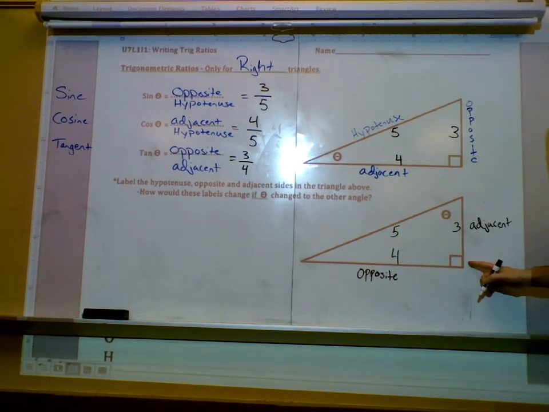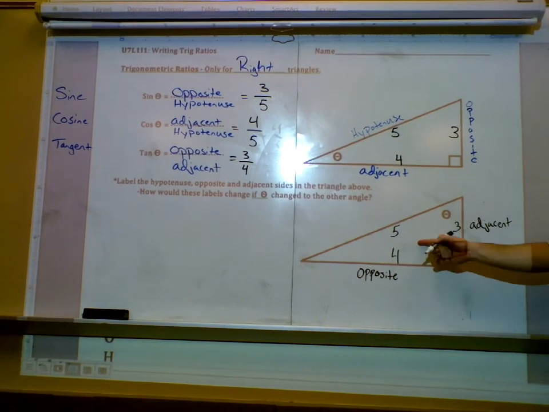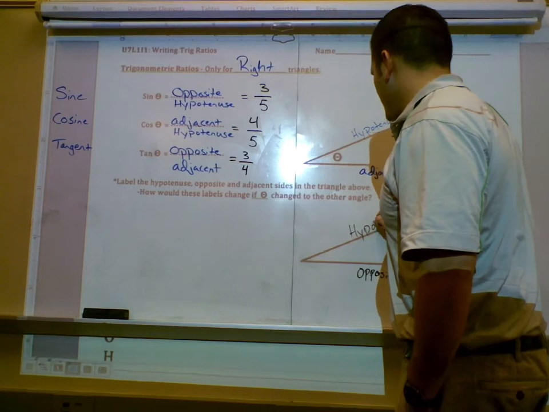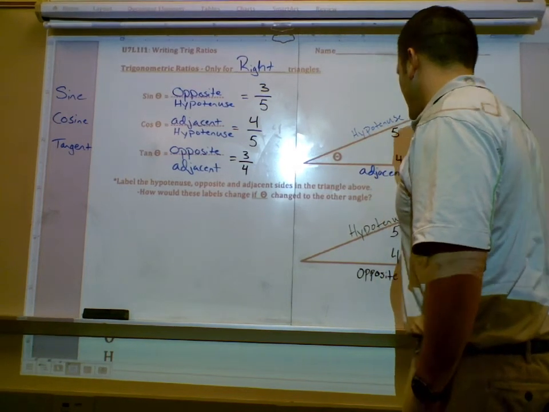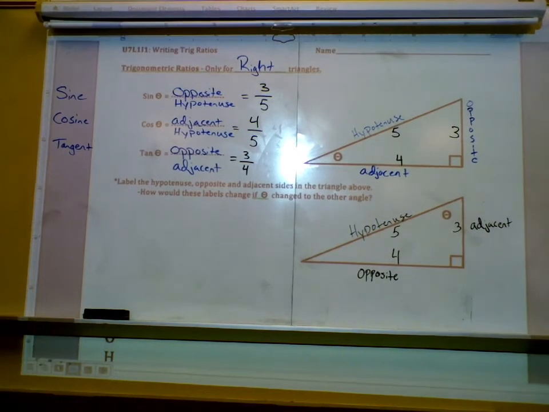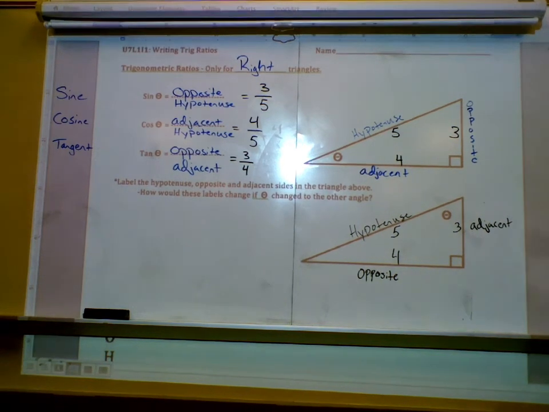And the hypotenuse, like Jasmine said, stays the same. If we switch the other angle, the hypotenuse is still in the same spot because it's still the longest side, still across the right angle, but the opposite and the adjacent switch. Is that what you said, Jasmine? Nice job. Any questions? The hypotenuse will never switch. It's always the longest side. So it'll just be in one of those two spots.